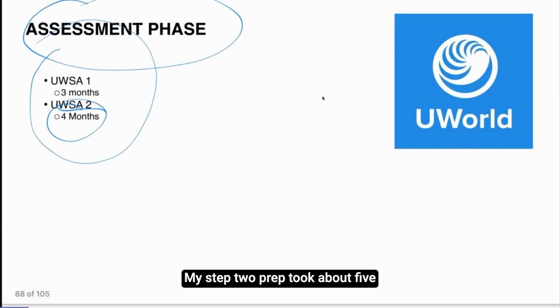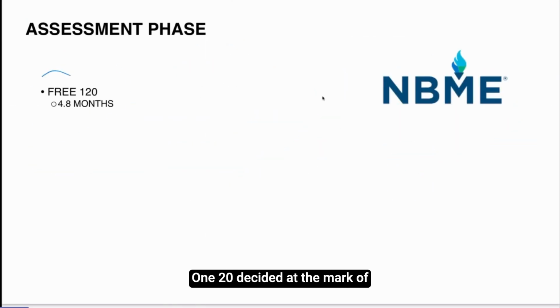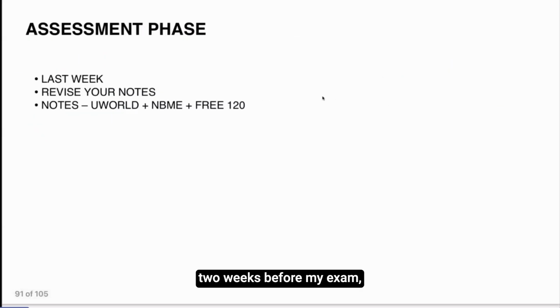My Step 2 prep took about 5 months, if I remember correctly, 4.5 months to 5 months. I would do Free 120. This I did at the 4.8 month mark, which is about 2 weeks before my exam. And the last week I just reviewed my notes.